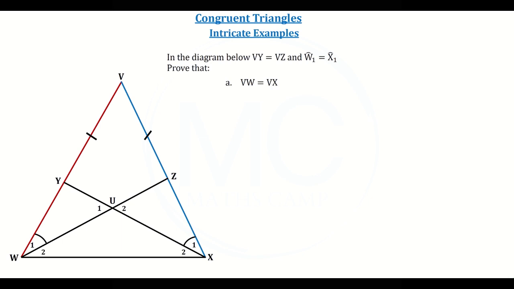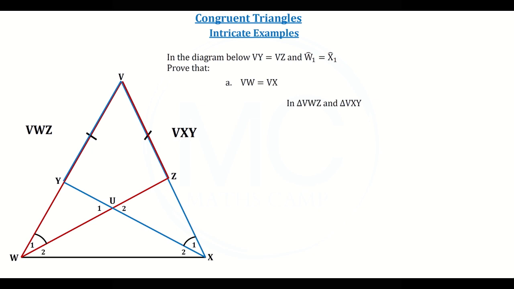VW also lies in triangle VWZ, so let's make this triangle red. Vx lies on triangle VXY, so let's make this triangle blue. If two triangles are congruent, all corresponding sides are equal and all corresponding interior angles are equal. So let's attempt to prove that these two triangles are congruent. So we can say in triangle VWZ and triangle VXY.